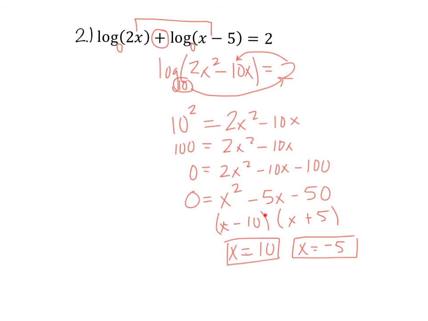So if I plug in 10 in here, 2 times 10 is 20, that works. A 10 into here, 10 minus 5 is 5, that works. So the 10 is a valid solution. Negative 5, if I plug in negative 5 into the first one, 2 times negative 5 is negative 10. Right away it gives me a negative answer. Therefore the negative 5 doesn't work and only 10 works.